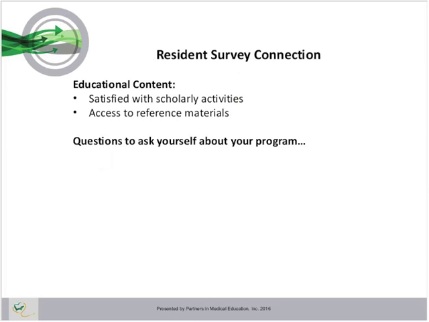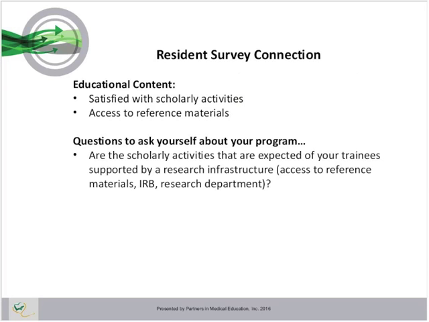Questions to ask yourself about your program. Are the scholarly activities that are expected of your trainees supported by research infrastructure? And by research infrastructure, I mean, do they have access to reference materials? Do you have an IRB that they can work with and is cognizant of how resident research and fellow research might be different from other types of medical research? Do you have a research department? Those are things that are part of the resources that we need to have in our institutions.